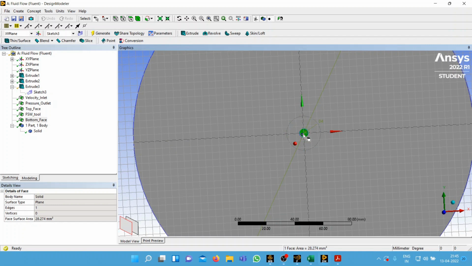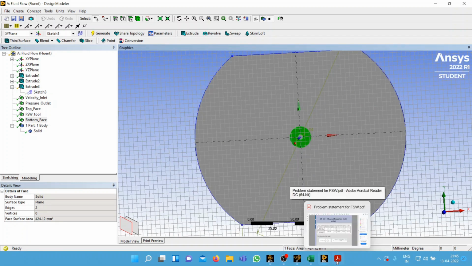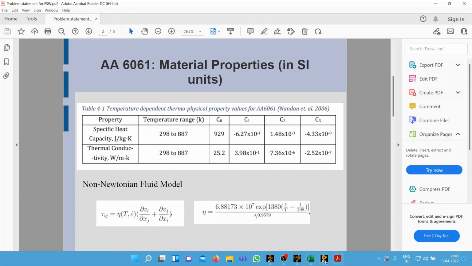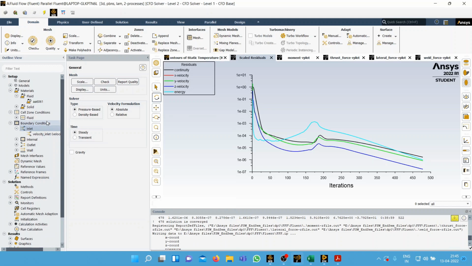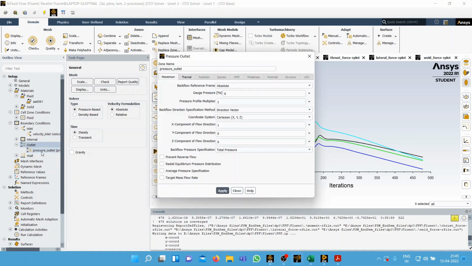This is the tool region. So here I have assigned the velocity in the inlet as 0.00133, which is the absolute velocity in the x direction. And in the output, here the gauge pressure is taken, and here the pressure of 1 Pascal is provided in the x direction. Here it is given.